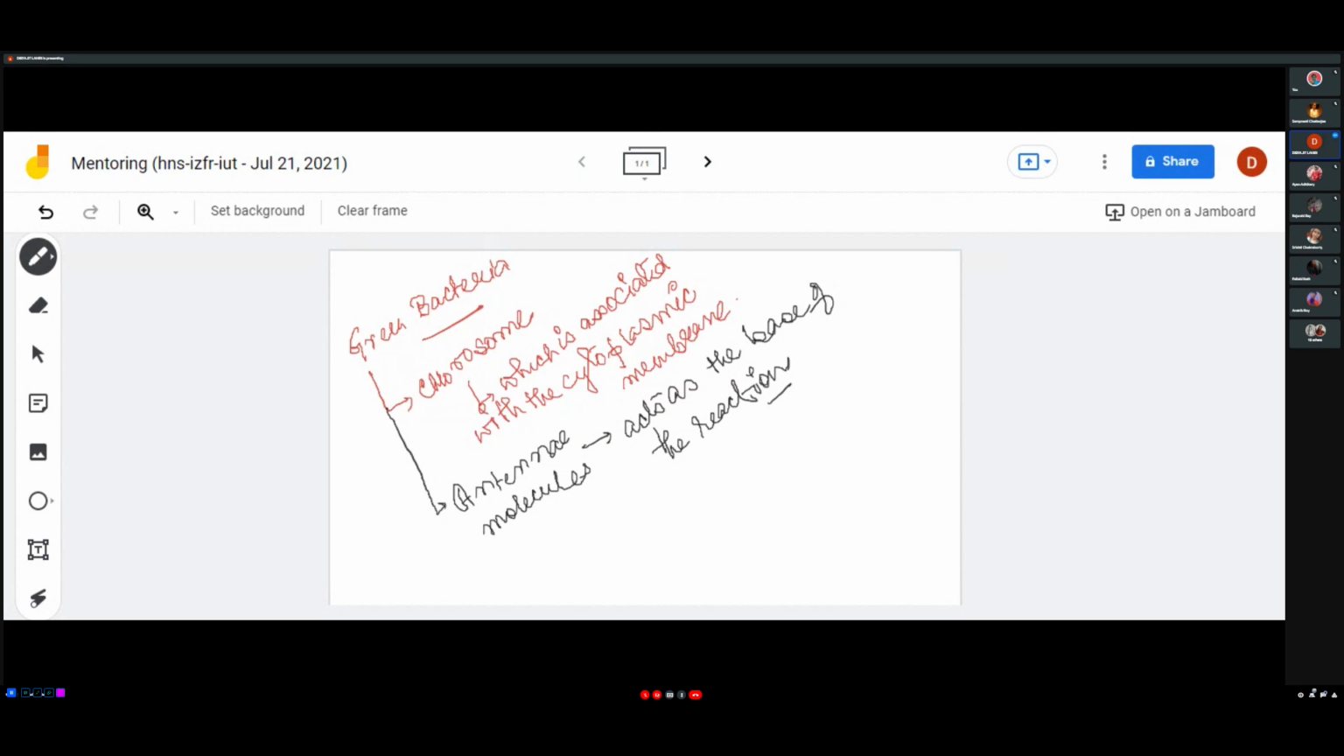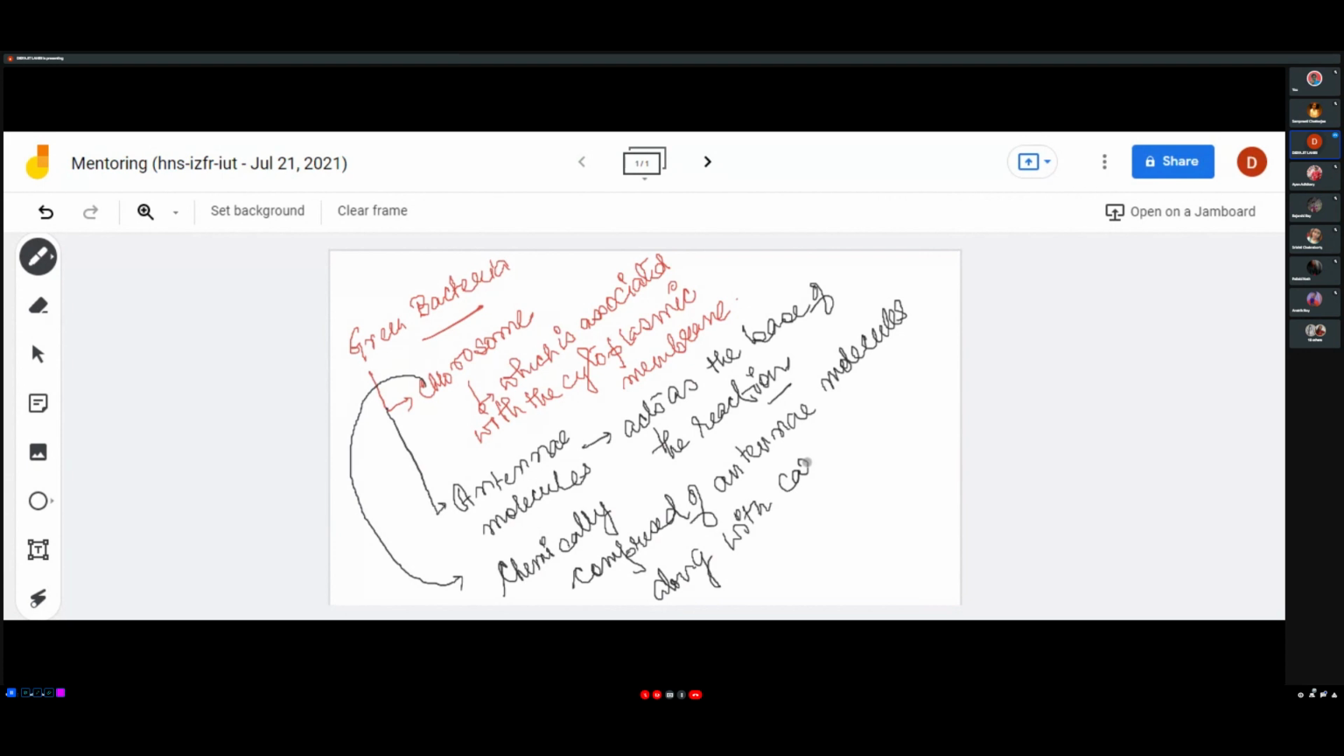Now this chlorosome is chemically comprised of antenna molecules along with carotenoids. And what are they used for? They are used for the transfer of protons to the reaction center. Just write it down.